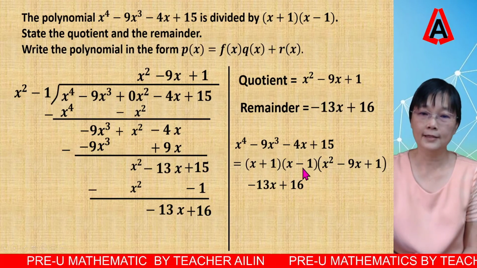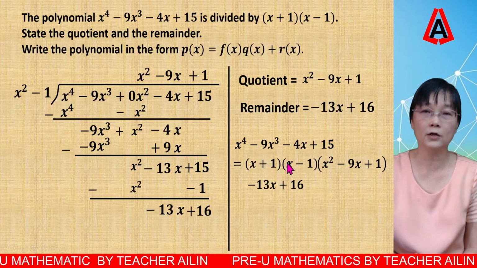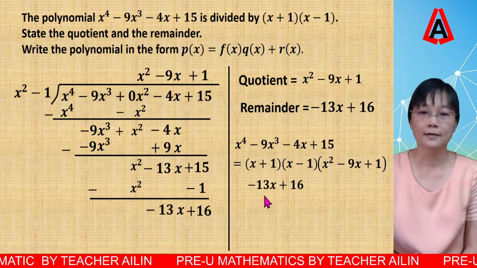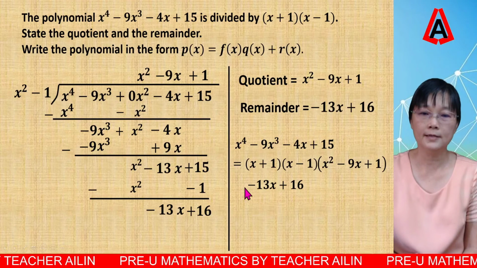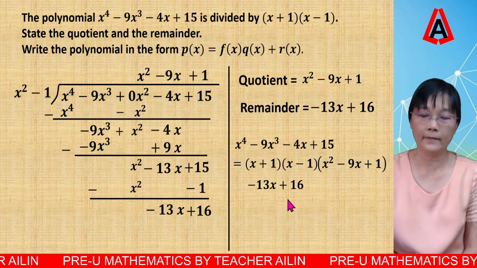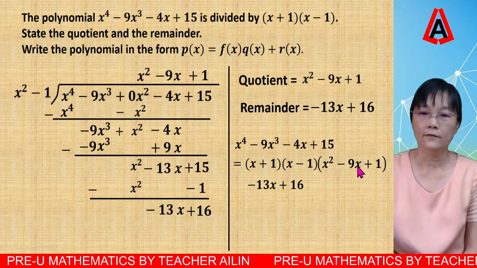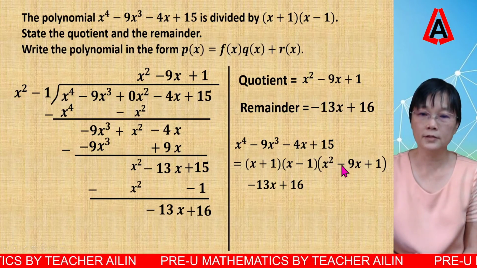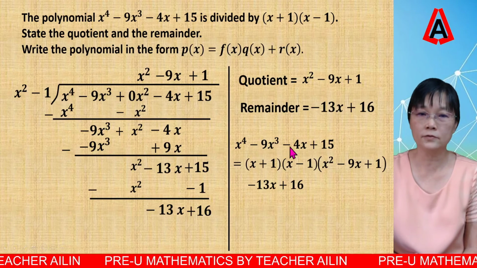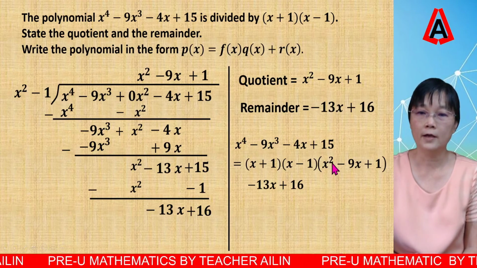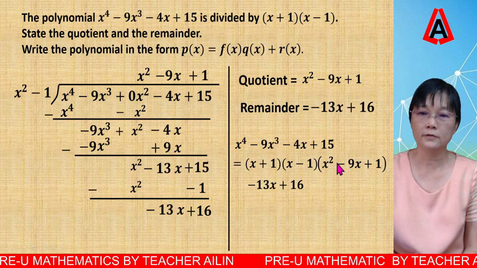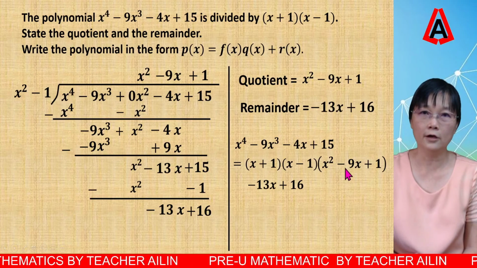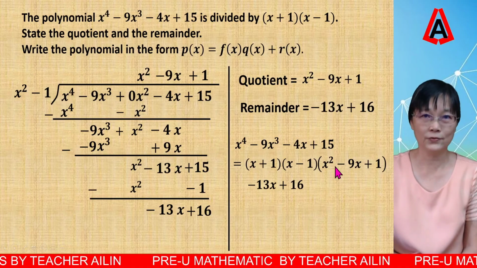That is, when the divisor is a quadratic divisor, then the remainder is a linear remainder. And for the quotient, the degree of the quotient is n minus 2. So n is 4, minus 2 is 2. So the degree of the quotient is 2.